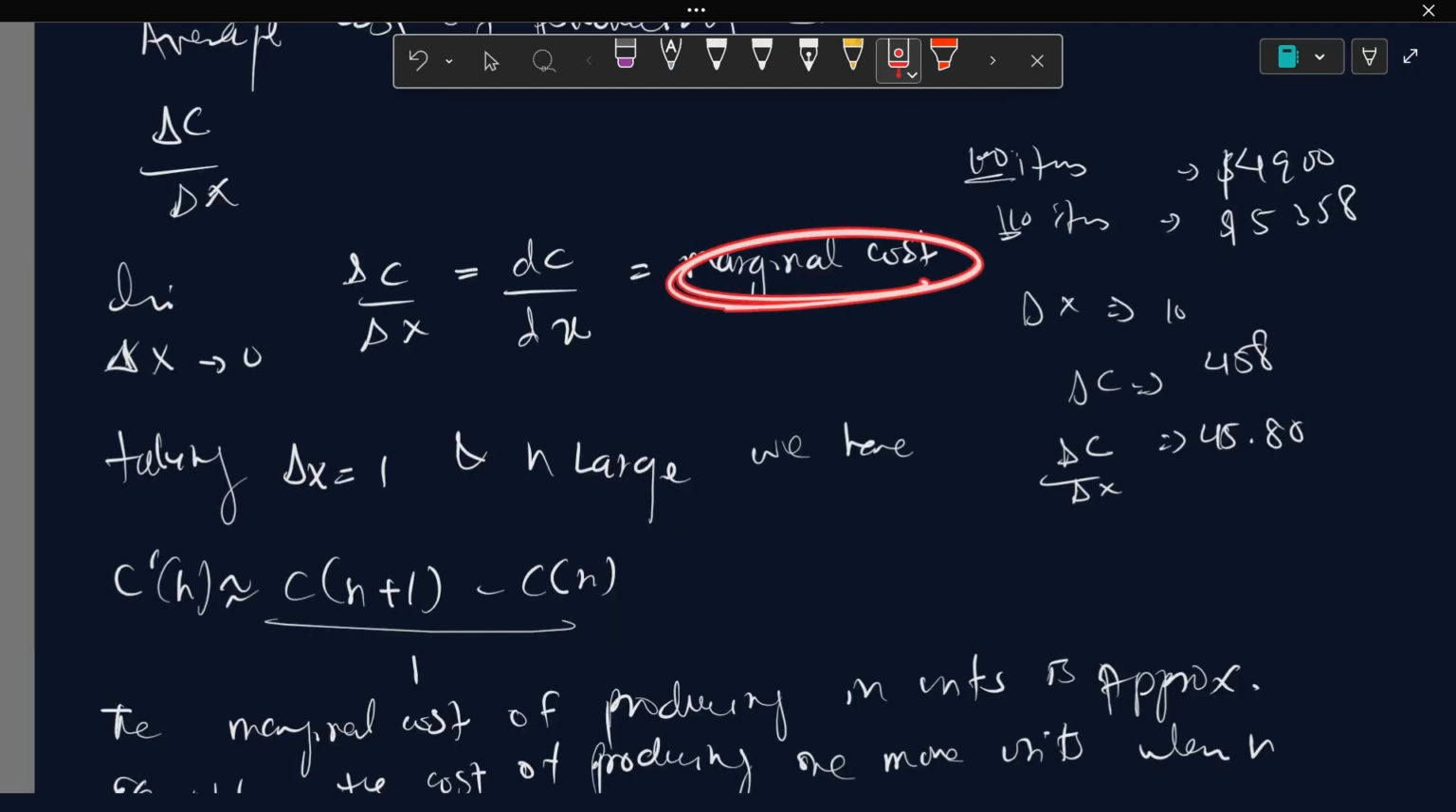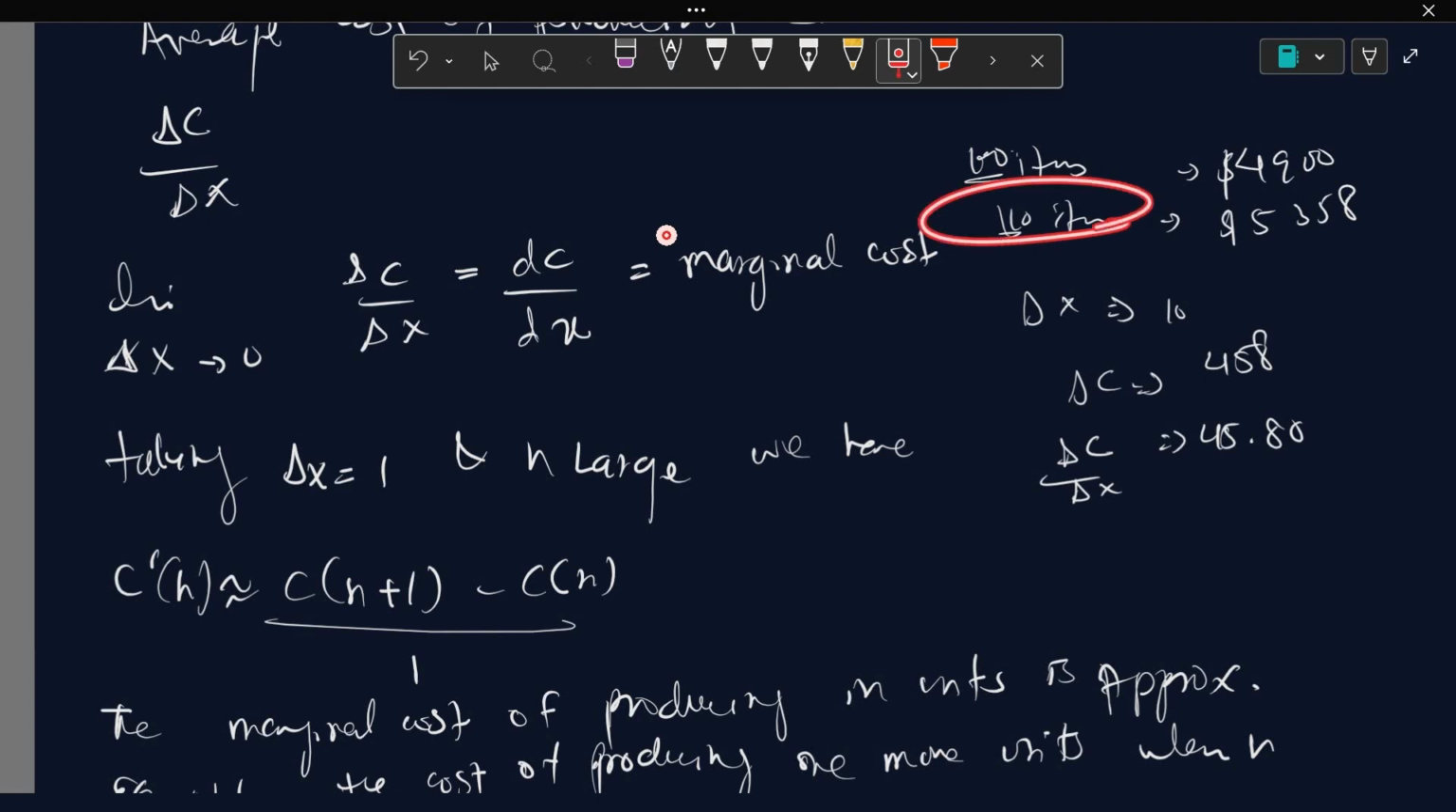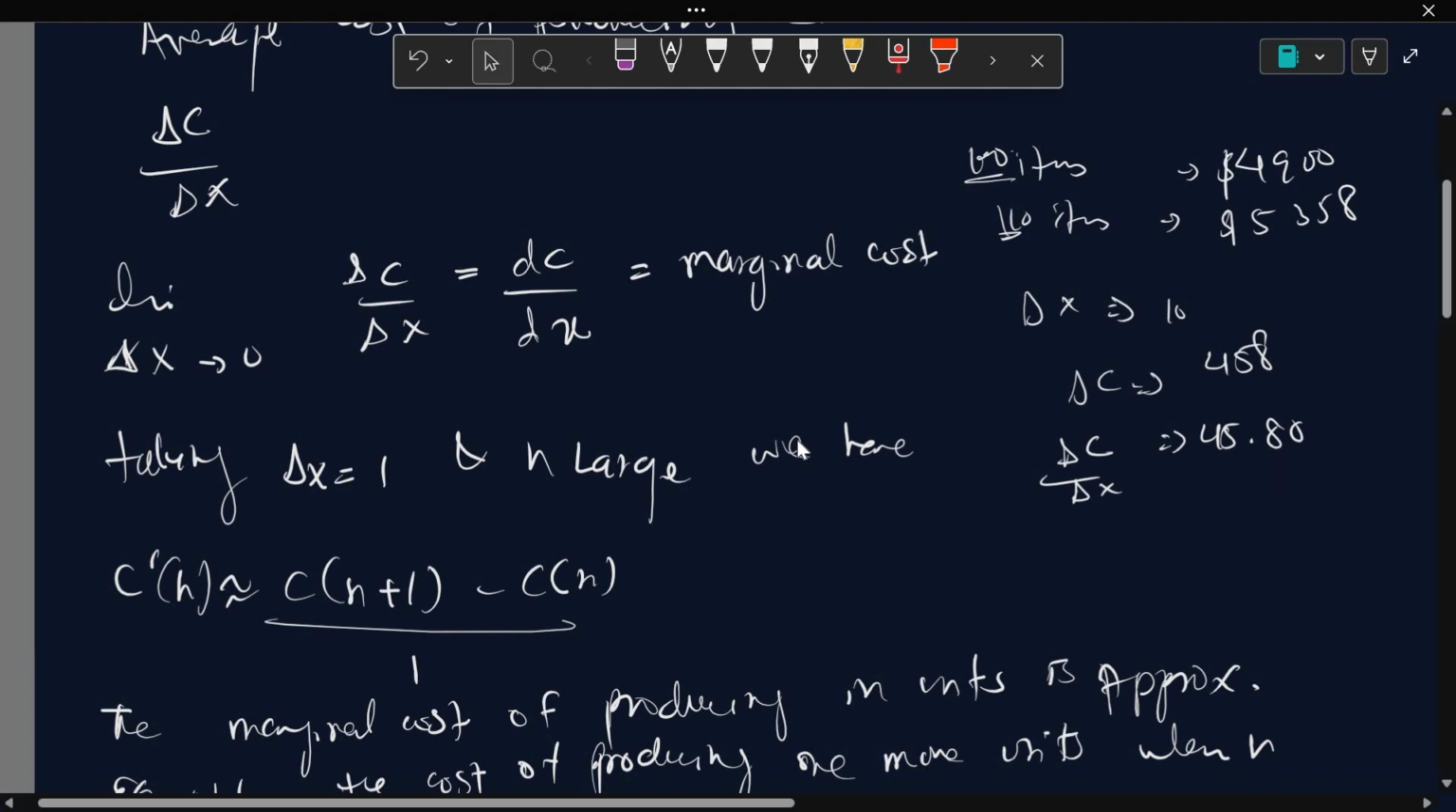So what is marginal cost over here? Marginal cost tells you approximately how much it costs to produce one more item. Average cost was telling you about multiple additional items. Here we increased by 10 items, so what was the average cost of making those 10 items? But for the marginal cost, we want to know approximately how much it is going to cost to produce one more item. I hope you are able to differentiate between them.